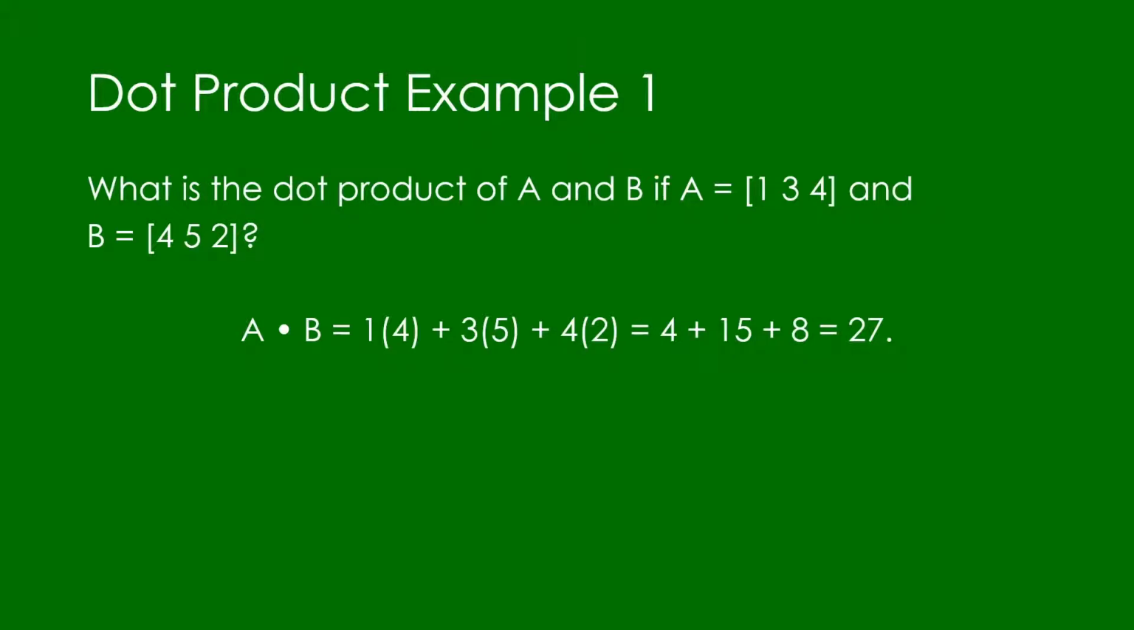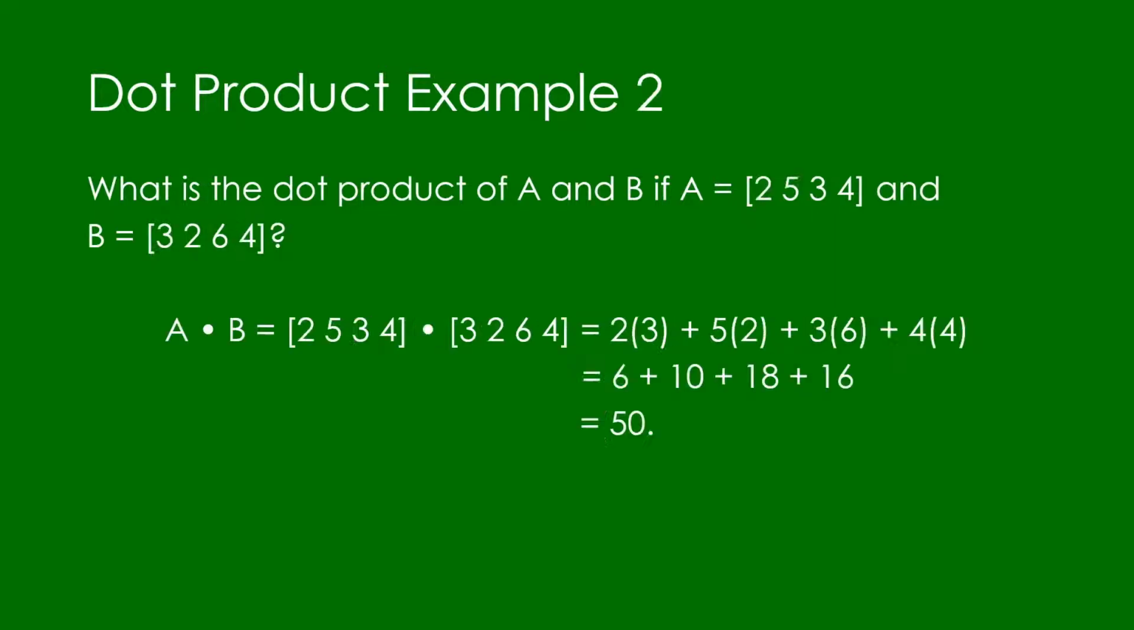Let's do a quick example. What is the dot product of a and b if a equals (1, 3, 4) and b equals (4, 5, 2)? Recall that for a dot product, we take the ith element of each vector and multiply them together, then sum the products. So, a dot b equals 1 times 4 plus 3 times 5 plus 4 times 2 equals 4 plus 15 plus 8 equals 27.